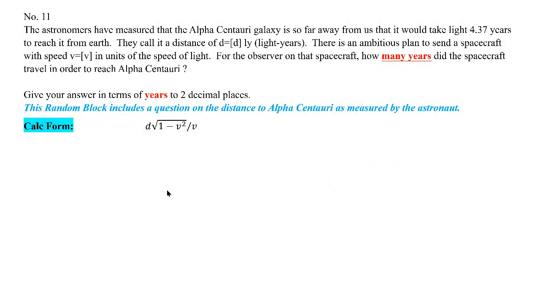Okay. All right. So now let's go on to 11. This is now looking at a different aspect. It's the same situation, but a different aspect. This random block includes the question on the distance as measured by the astronomers. We know Alpha Centauri is 4.37 light years away. They call it the distance of 4.37 light years. There is an ambitious plan, but now, how many years did it take? And again, it has to do with the guy on the spacecraft.